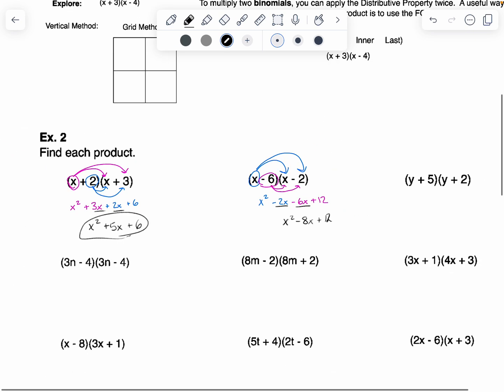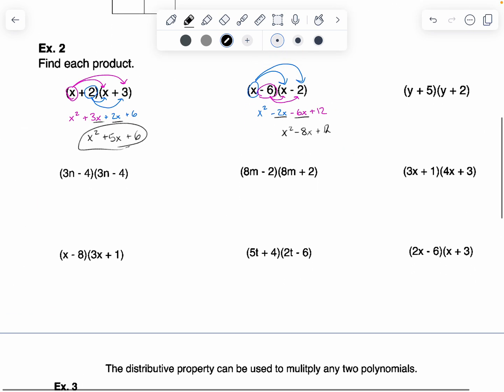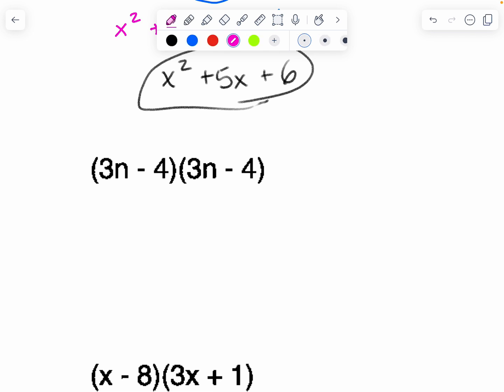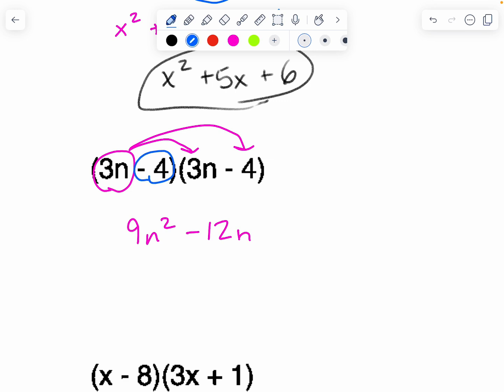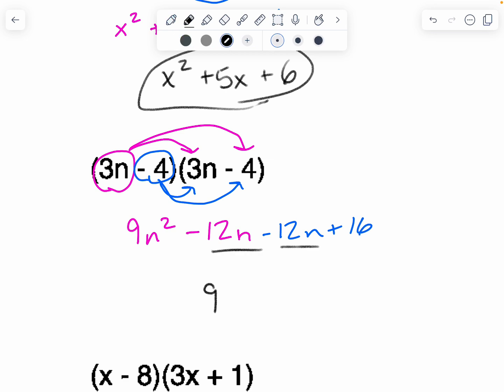All right, next one. I'm doing the exact same thing. Distribute the 3n first. 3 times 3 is 9, and I have 2 n's. 3 times -4 is -12, and I have 1 n. Then distribute the -4. -12n plus 16. Combine my like terms. 9n squared minus 24n plus 16.